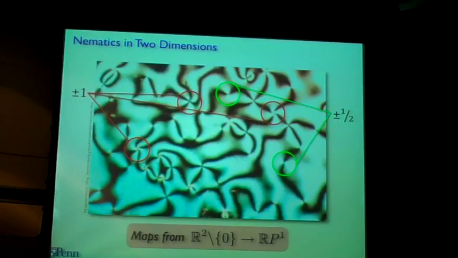Rotate them. If I rotate the polarizer and the analyzer together, the positive ones will rotate with me, and the negative ones will rotate against me. So you can tell right away. You just have to do a little twiddle, and you're done. You just need 2 pictures. You can also have higher charges.